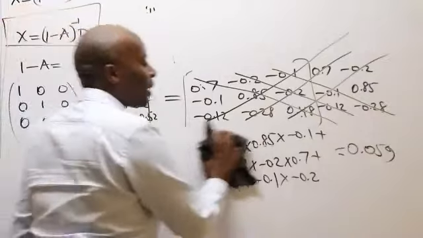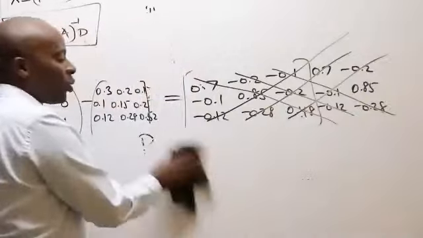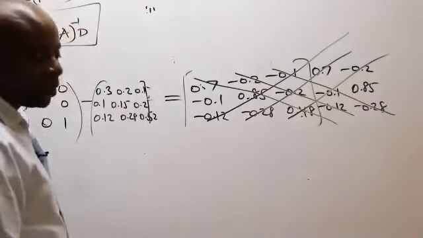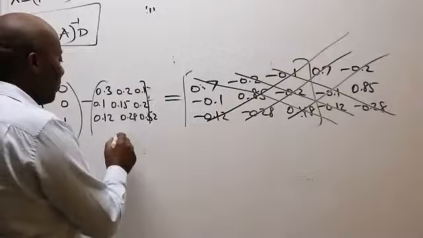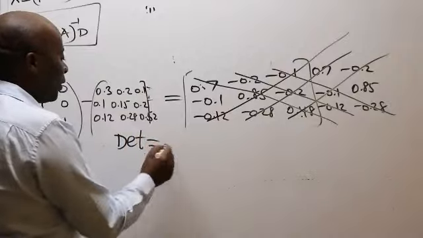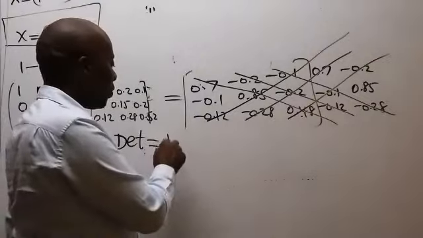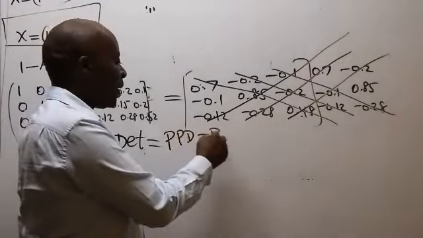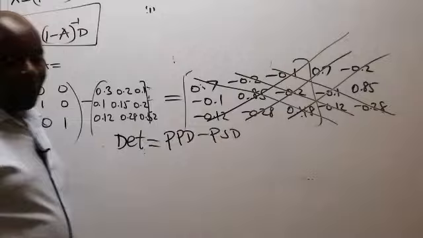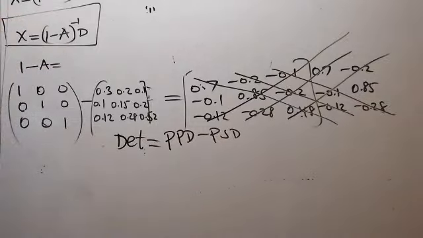Having gotten that, please let it not get lost on you that at the end of the day, what they wanted us to give them is the determinant. And for us to get the determinant, we normally take PPD minus PSD. PPD minus PSD.